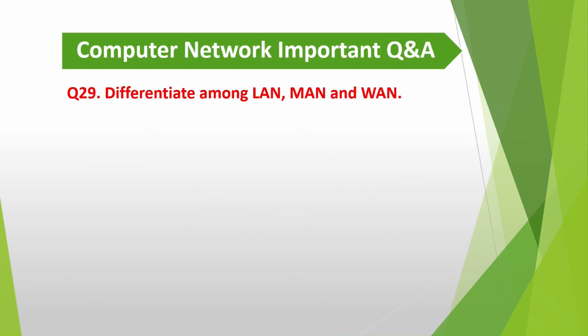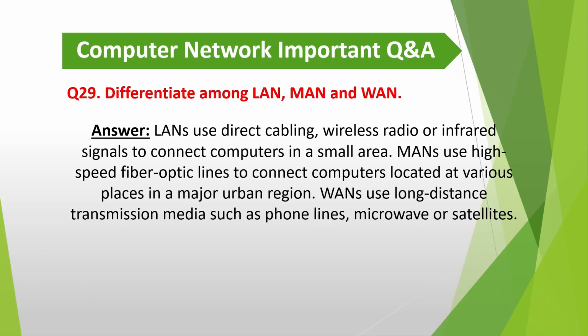Question 29. Differentiate among LAN, MAN, and WAN. Answer. LANs use direct cabling, wireless radio or infrared signals to connect computers in a small area. MANs use high-speed fiber optic lines to connect computers located at various places in a major urban region. WANs use long-distance transmission media such as phone lines, microwave or satellites.